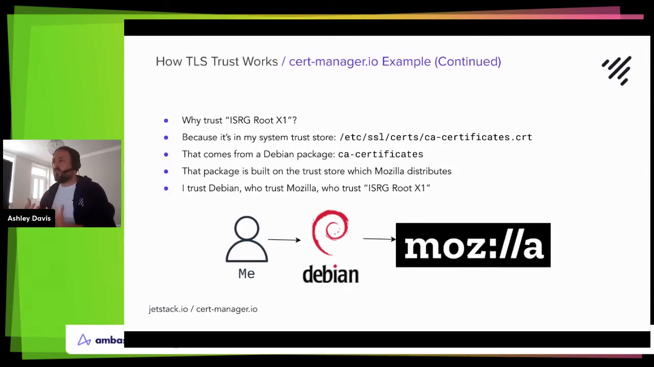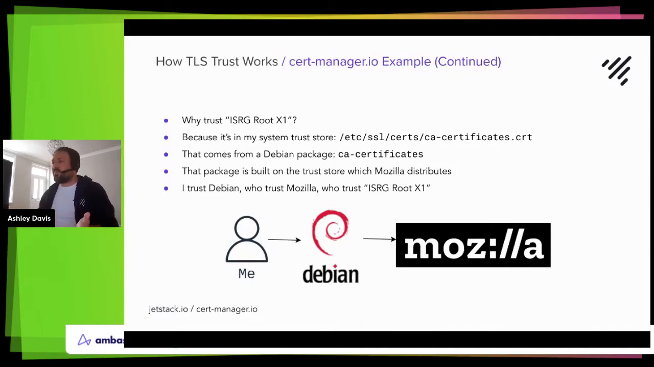This is more human, right? I trust Debian because I'm running it on my laptop. Debian trusts Mozilla because they're good at what they do. And Mozilla trust Let's Encrypt, so they trust ISRG Root X1, so it appears on my laptop, right? And that's all well and good. That's fantastic.